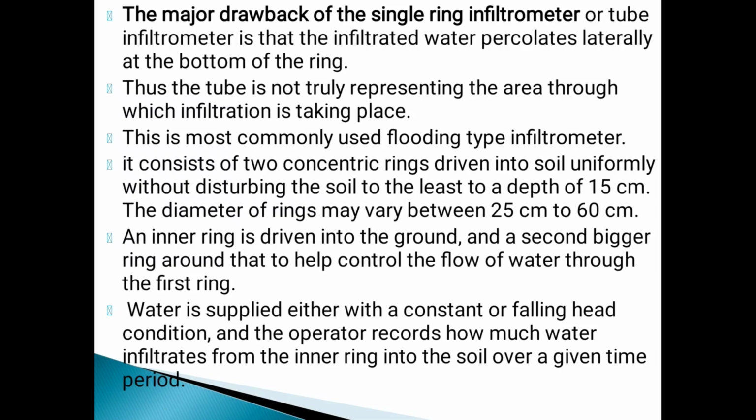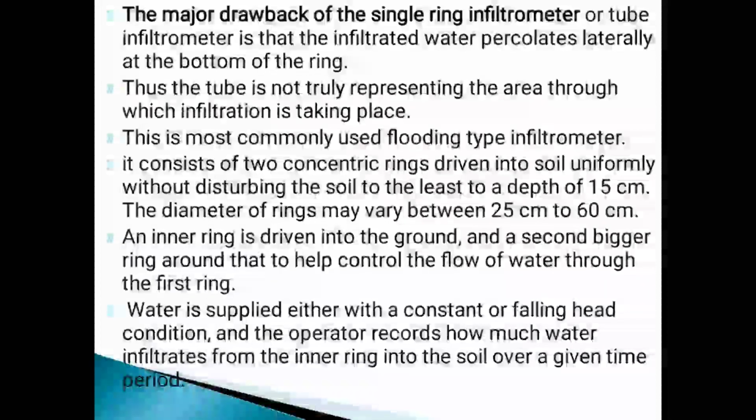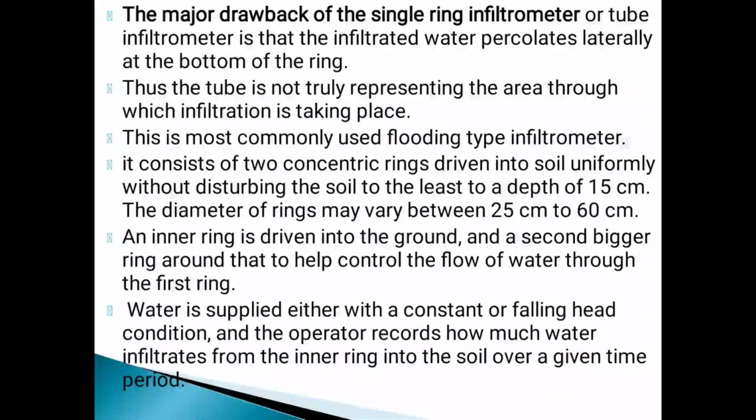This is the most commonly used floating type infiltrometer. It consists of two concentric rings driven into the soil uniformly, without disturbing the soil, to a depth of at least 15 cm. The diameter of the ring may vary between 25 cm and 60 cm. The inner ring is driven into the ground, and the second bigger ring around it helps control the flow of water through the first ring. Water is supplied under either constant or falling head condition, and the operator records how much water infiltrates from the inner ring into the soil over a given time period.